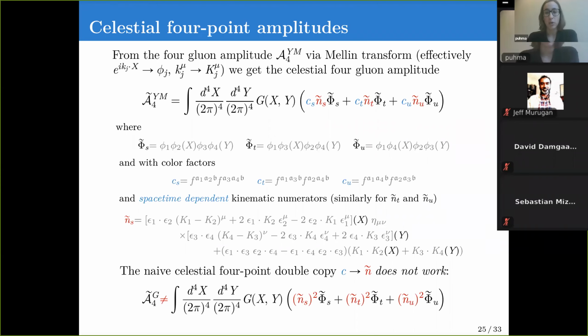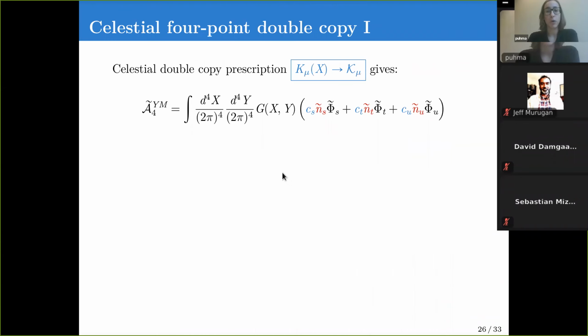Okay, so now similar to the 3-point amplitudes, just replacing the color factors by another set of kinematic numerators does not work. And the reason again is that there are extra terms in the amplitude which arise from the fact that we have now space-time dependent numerators. So the prescription is as follows. Instead of working with this space-time dependent celestial momenta k, we replace them by these differential operators, calligraphic K.